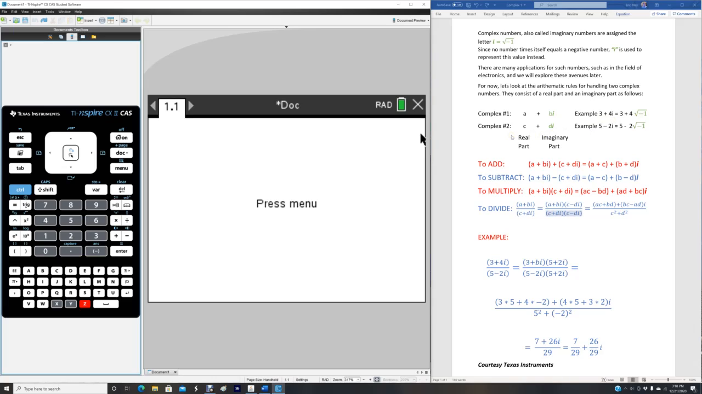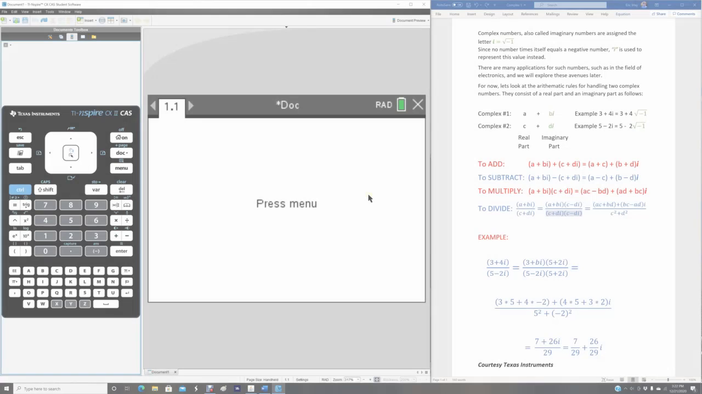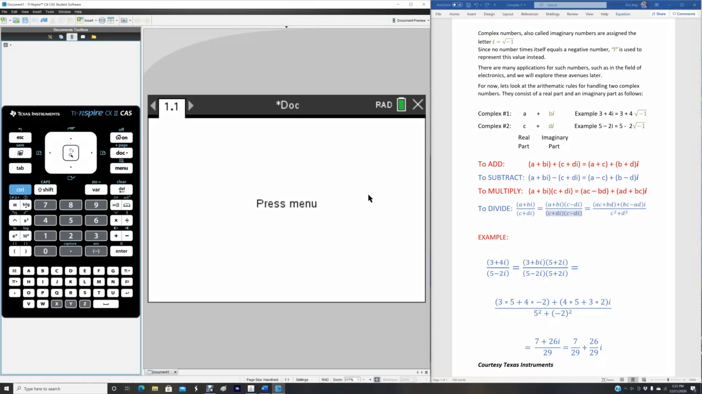For a second complex number, let's use the coefficients c and d. As an example, we can use 5 minus 2i, which actually equals 5 minus 2 times the square root of -1. Now, what we would like to know is how to add or subtract, multiply, or divide complex numbers. Well, it's actually not as hard as you might think.